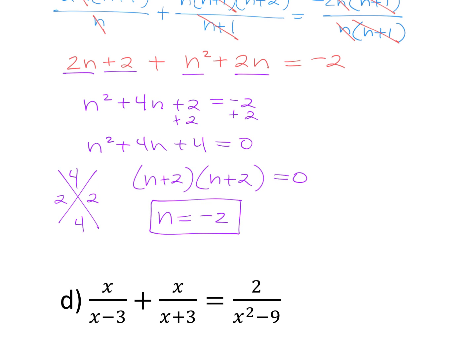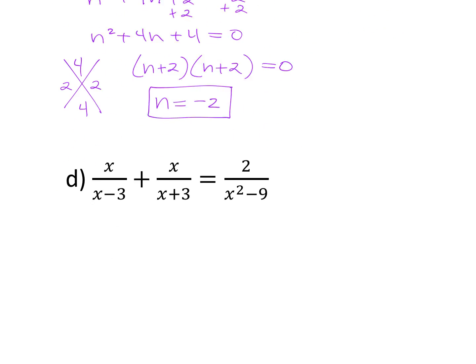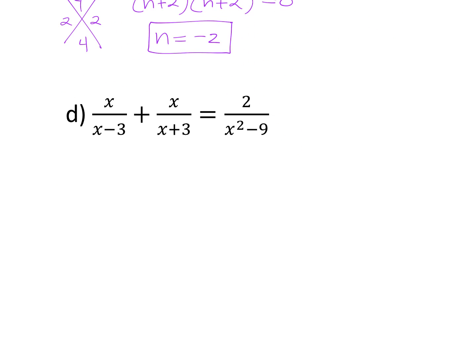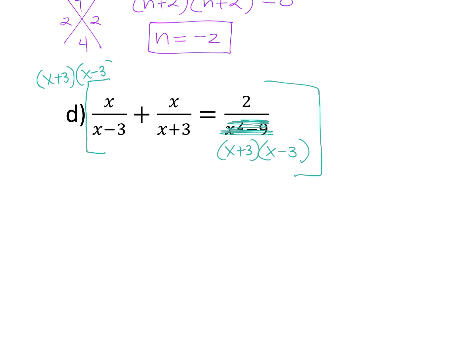How are we doing? Do you have the brain power for one more? We've got to move fast. Here we go. This one. If we factor x squared minus 9, that's x plus 3 times x minus 3, right? So this is gone. That's what we have. What is your LCD? x plus 3, x minus 3. So we're going to multiply everything by x plus 3 times x minus 3.